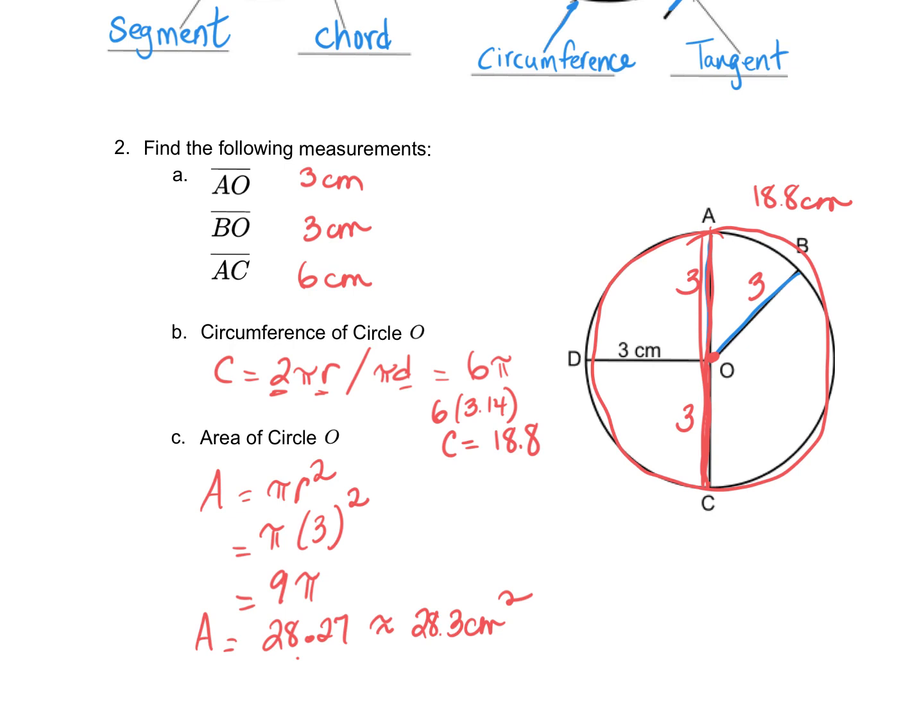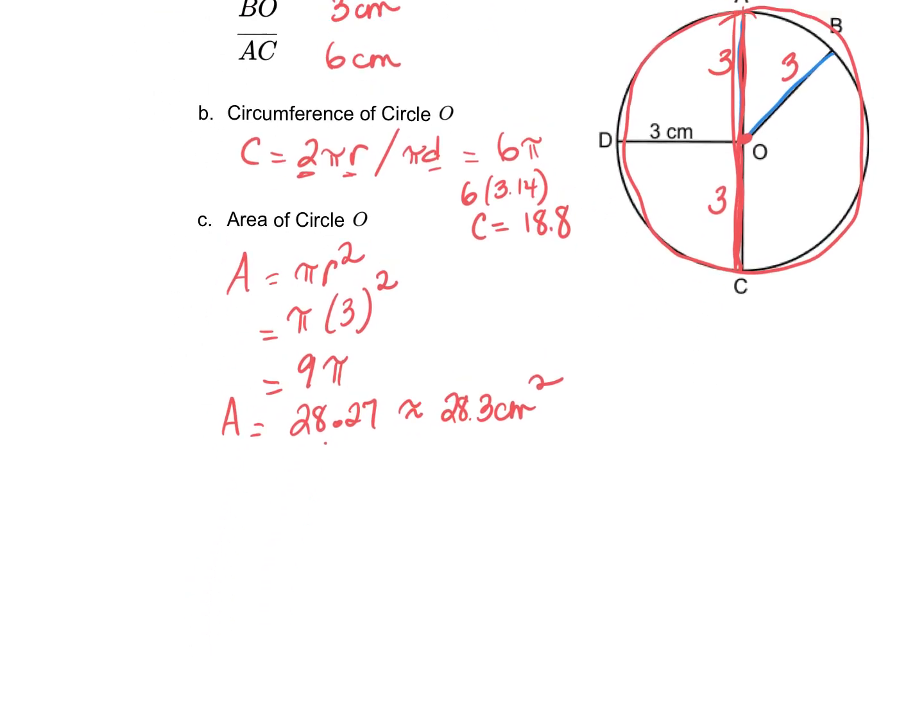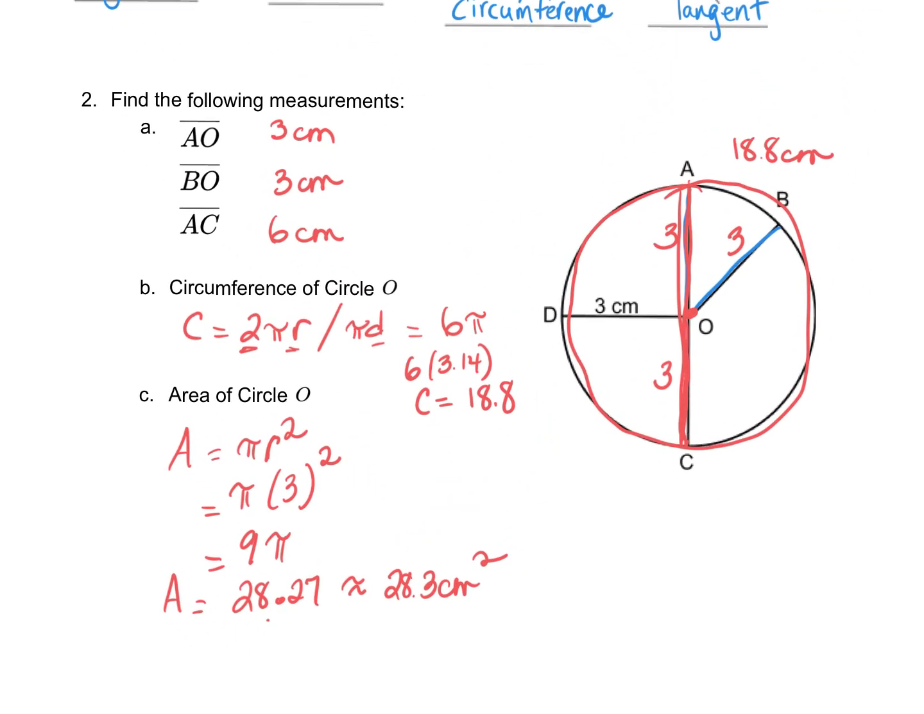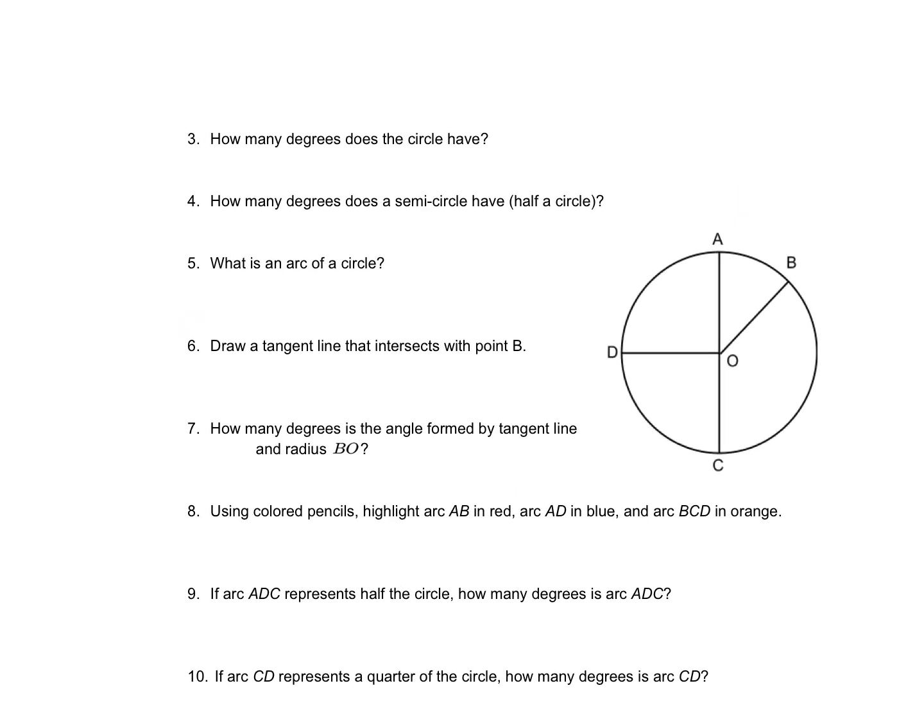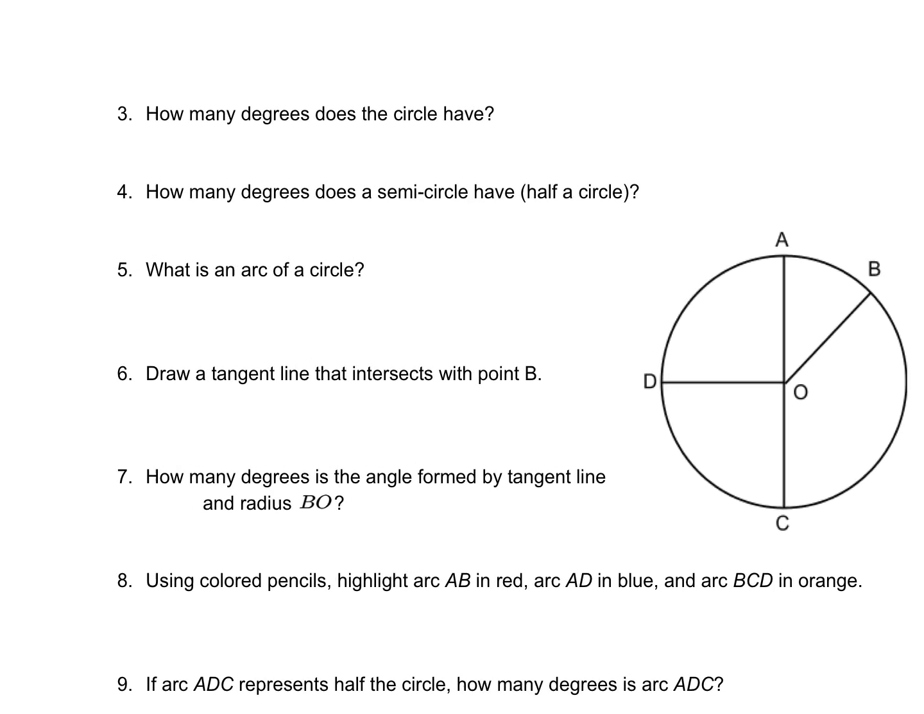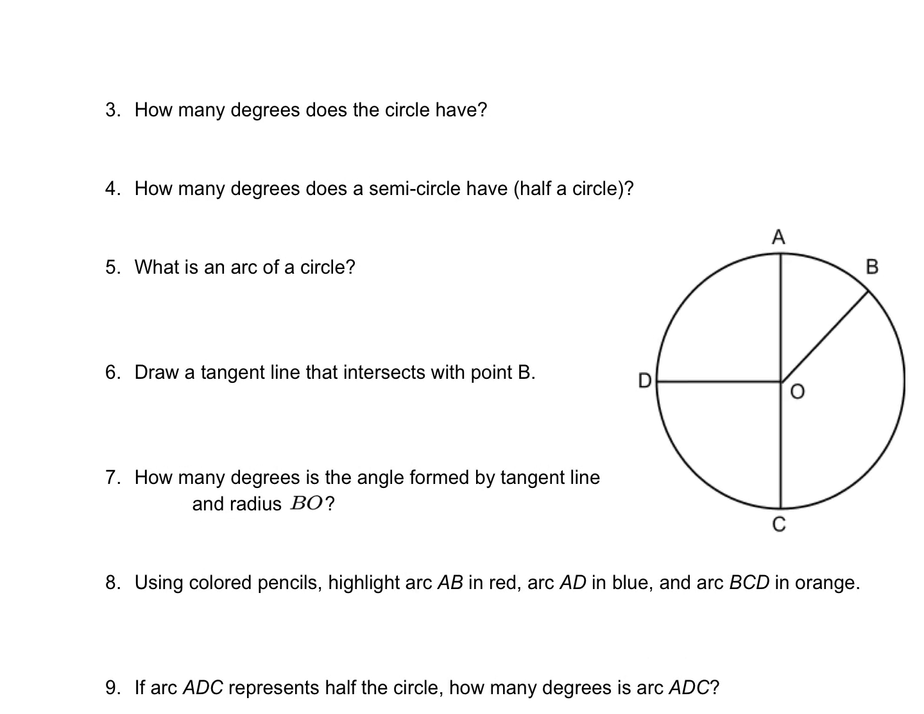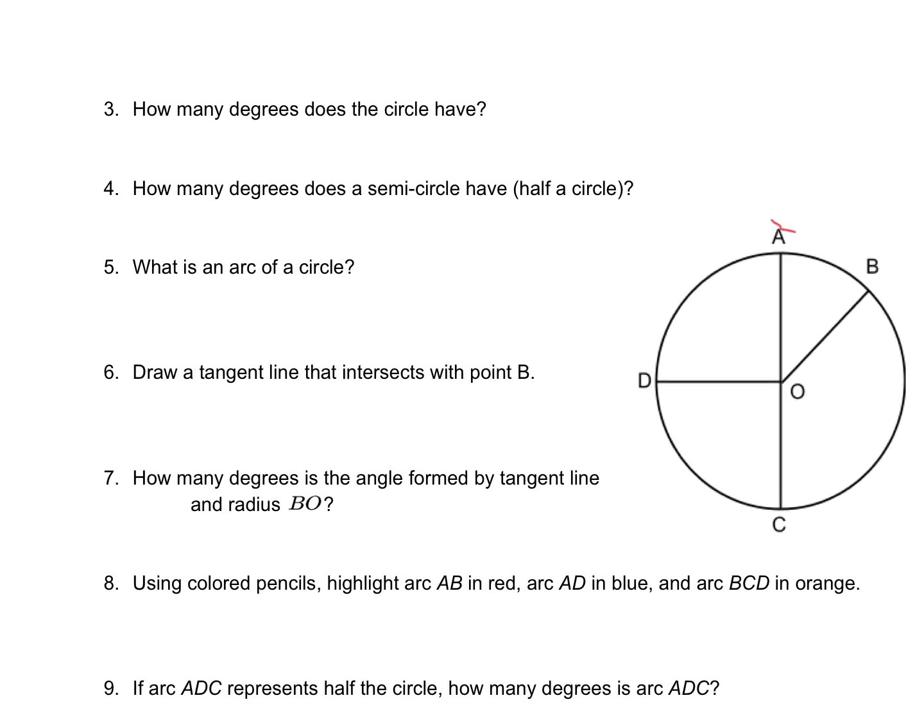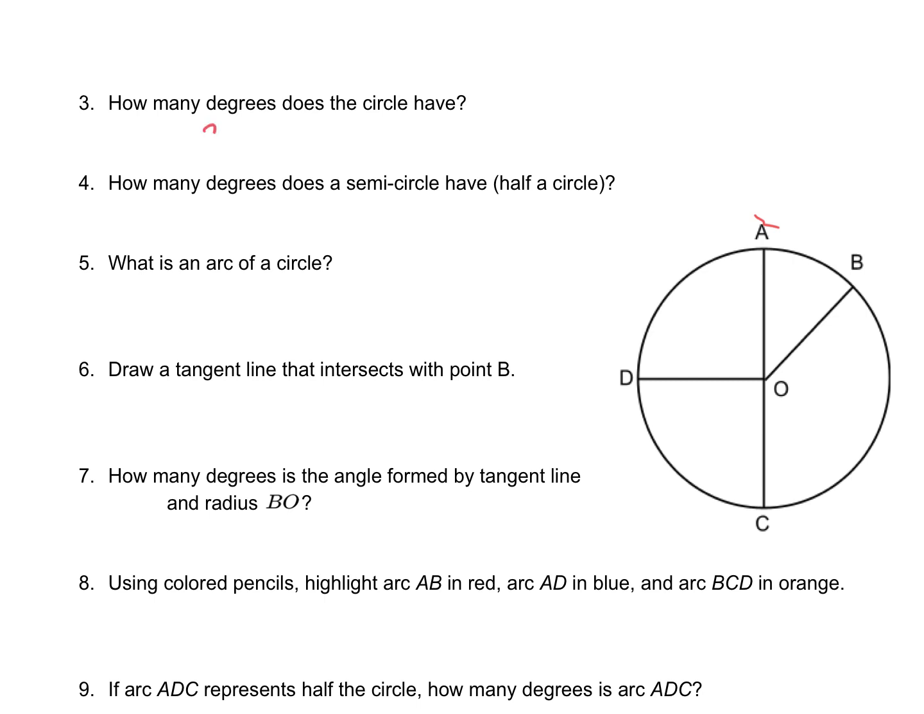Okay, so those are the 2 primary formulas that we're going to use with circles, circumference and area, which hopefully are familiar to you and you've seen those before. Okay, next, we want to talk a little bit about the degrees in a circle. Okay, so for starters, a circle has 360 degrees.